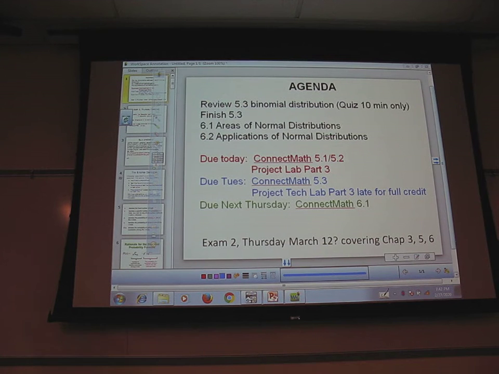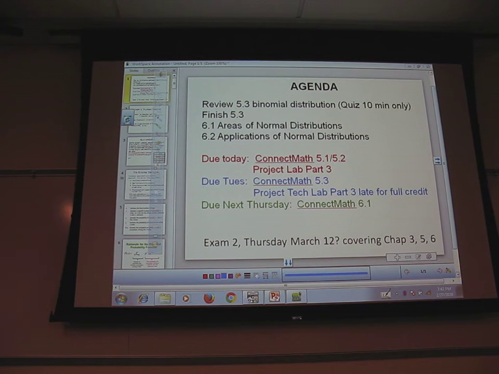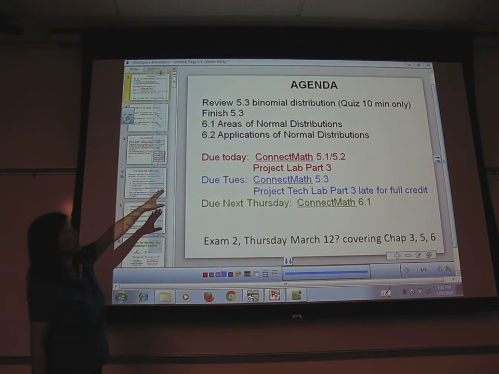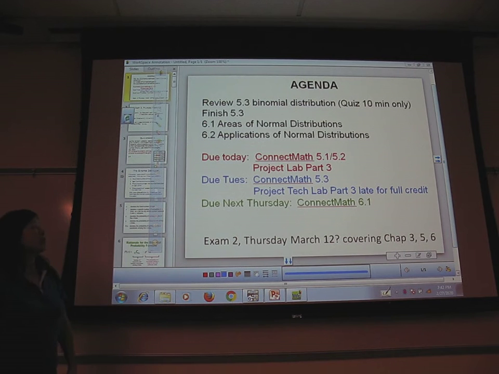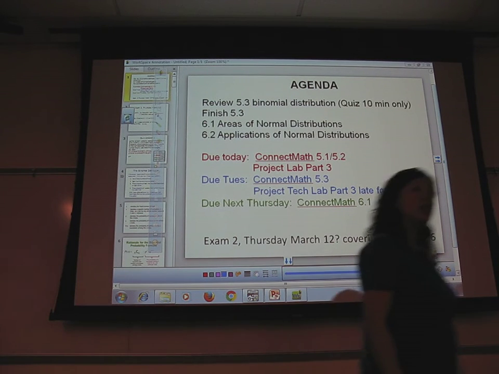So today we're going to finish 5.3 and then we're going to do 6.1, starting out normal distributions. You have Connect Math 5.1, 5.2 due tonight, as well as Project Lab Part 3 is due tonight.